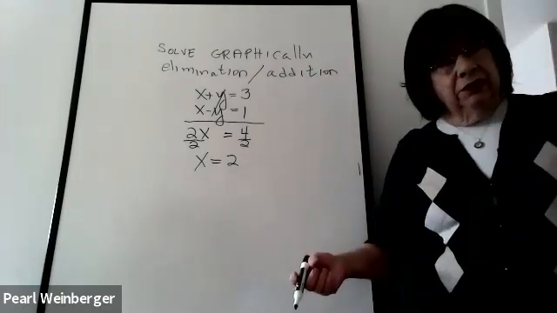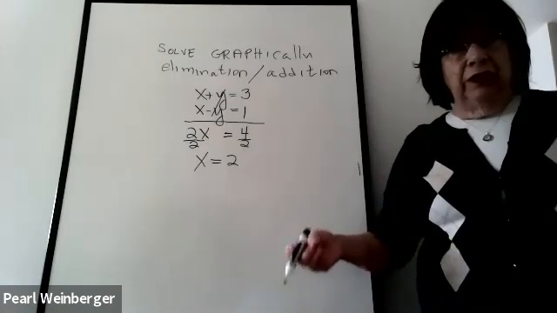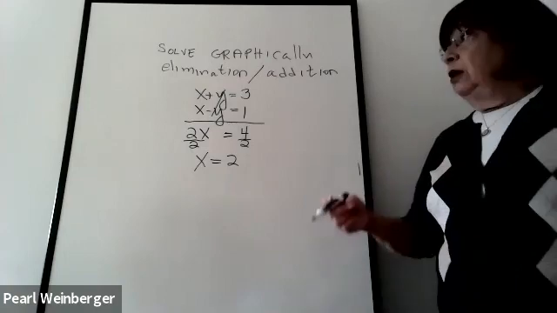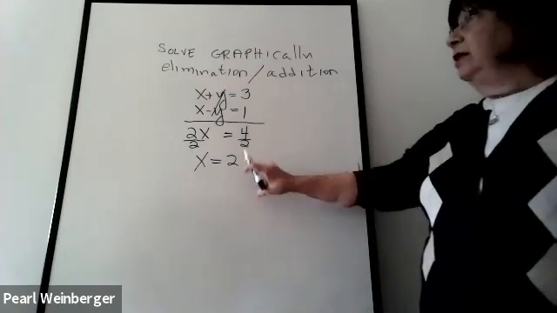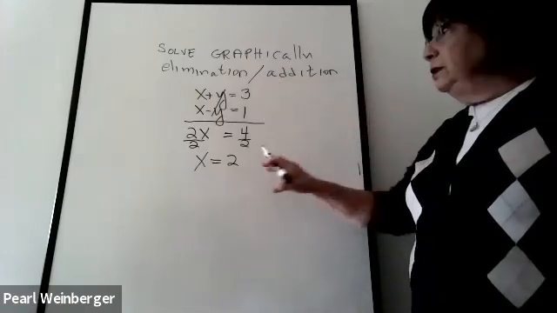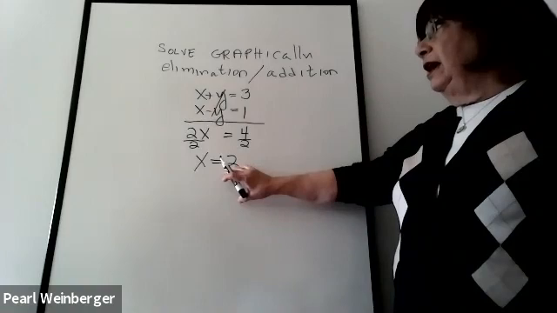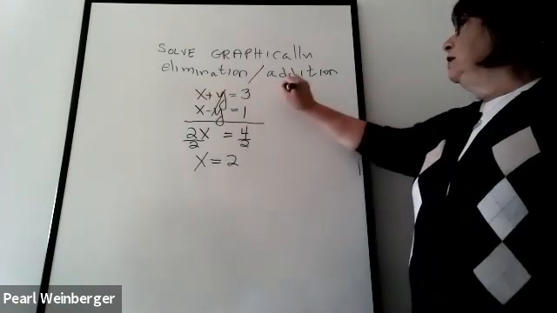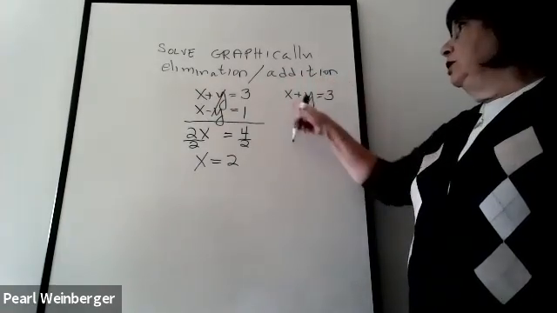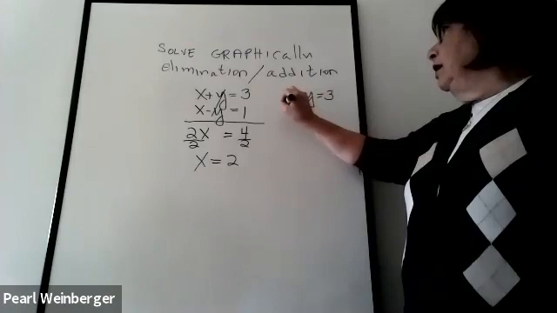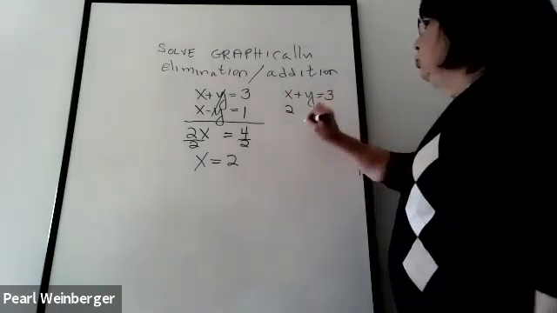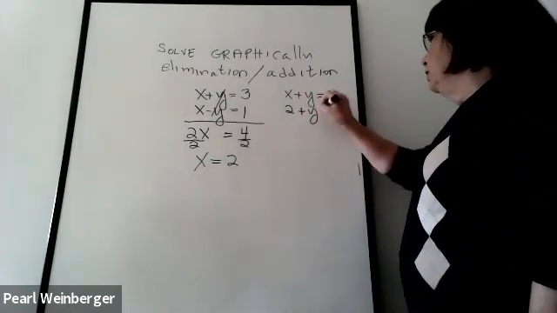But when I'm solving a system of equations, it's not enough just to give the answer for x. You have to give the answer for y as well. So the way you figure out what the y is, you go to either one of your original equations and substitute in the number that you know the x is. Let's say we're doing x plus y equals 3. That's our first equation. I now know what the x is, so I can substitute the x for the x too, and I get 2 plus y equals 3.